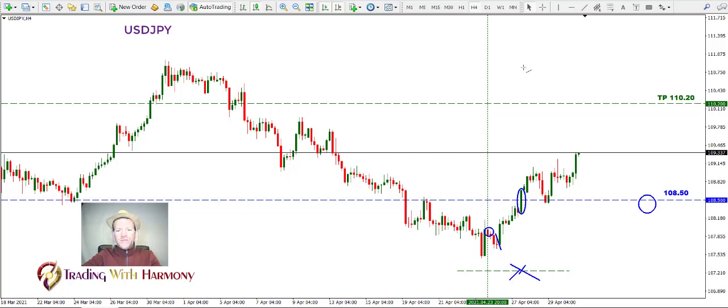So for this week coming, what we are looking for is a better risk reward. If we can get price to continue back a bit more south before we break this trend line, and then continue up to hit our new TP level, being the 110.20 in the dollar yen.